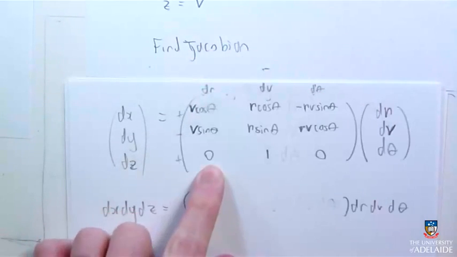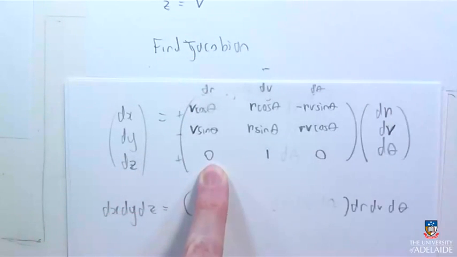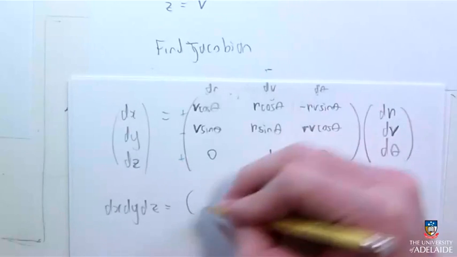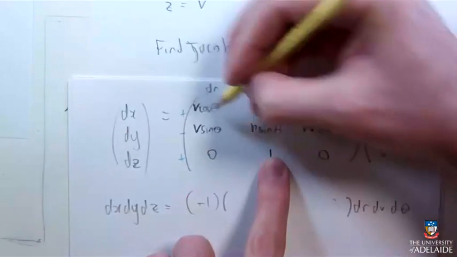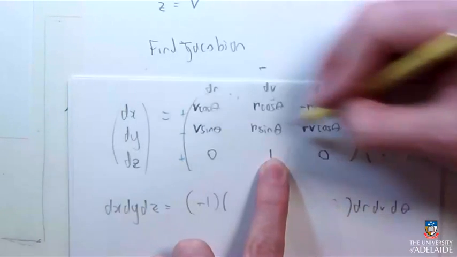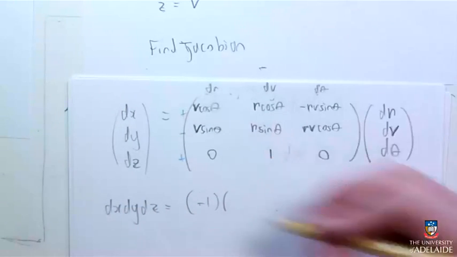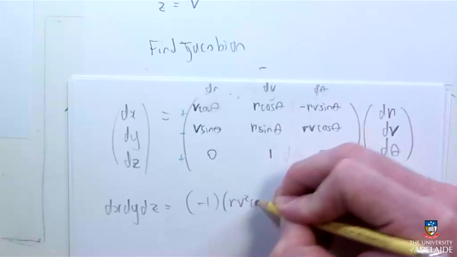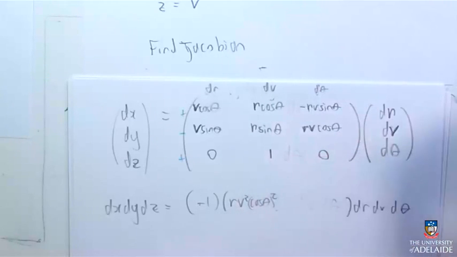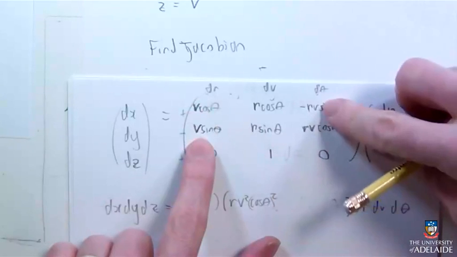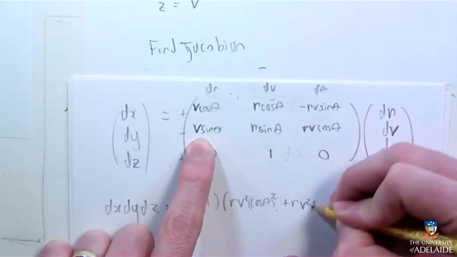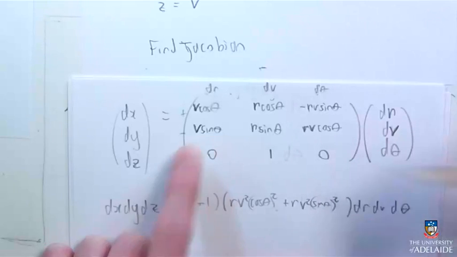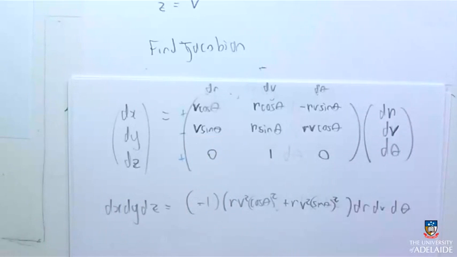Okay. So plus 0 times stuff, minus 1 times v cos theta times rv cos theta, which is rv squared cos theta squared, minus, looks like it's rv squared sine theta squared. Oh, and look, sine squared plus cos squared. Okay.